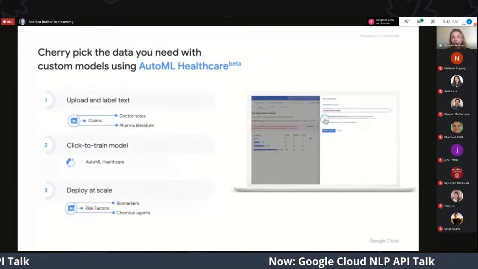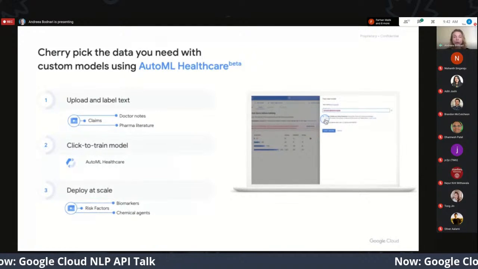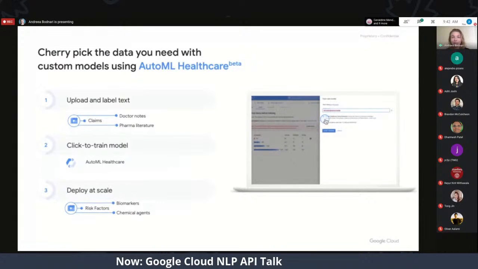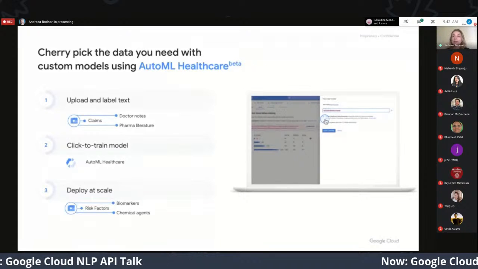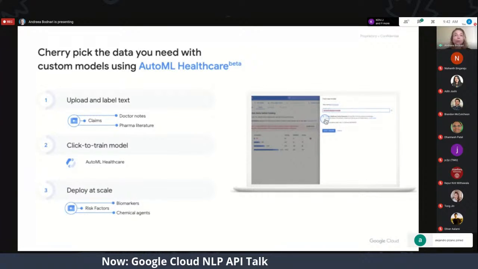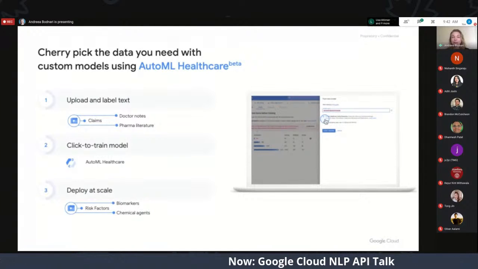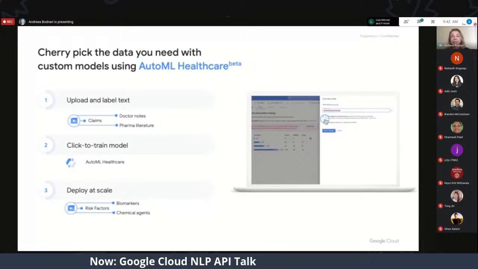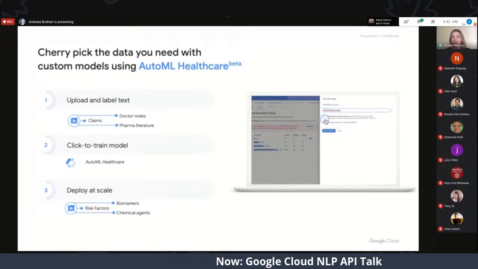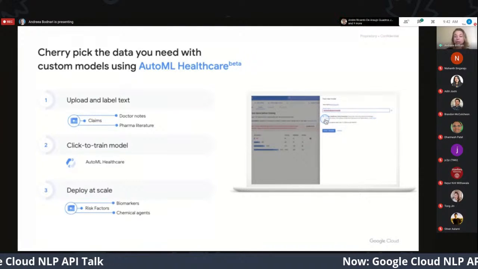So with AutoML Healthcare, you just upload the medical information that you have available within your organization. You highlight the pieces of insights that you want to have extracted automatically, and you click to train a model, and we take care of the model training, the model updates, and the model deployments in production. So the value of AutoML Healthcare is to complement whatever functionality is offered off the shelf by the Healthcare Natural Language API. So together with the Healthcare Natural Language API, you can now have a 360 view of the information that is available in your data.